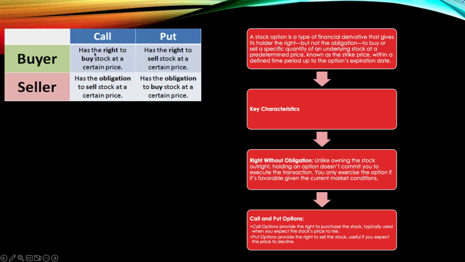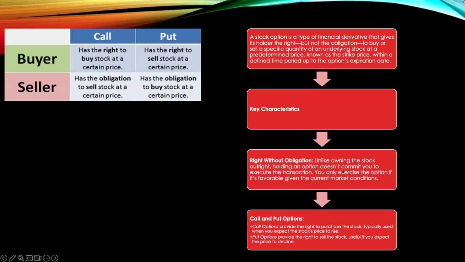The buyer has the right to buy the stock at a certain price, or the right to sell the stock at a certain price. The seller has the obligation to sell the stock at a certain price, remember they're selling it, or the obligation to buy the stock at a certain price. That's the difference. You're going to see two columns, one for call and one for put. Another thing too, unlike owning the stock, all right.